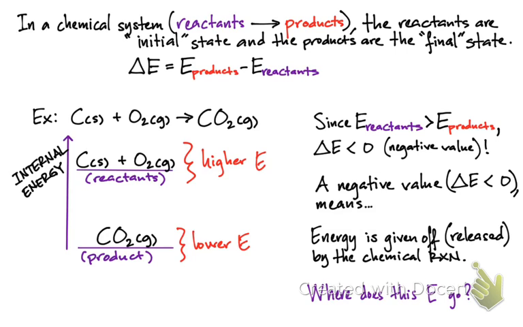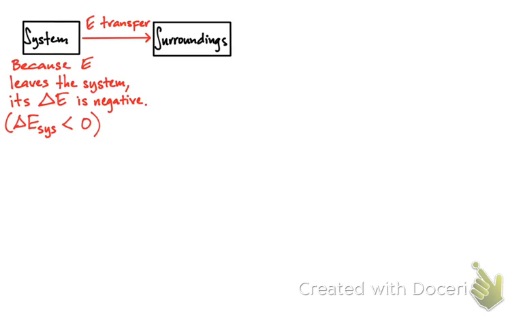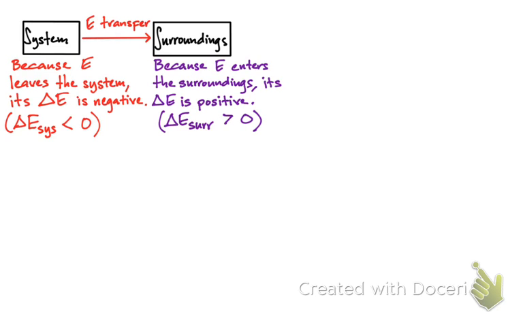But the question is, where does this energy go? The chemical reaction itself, as I've mentioned earlier, is the system, and the system can exchange energy with its surroundings. And so because the delta E, or the change in energy for the system, is less than zero or negative, energy is being released to the surroundings. And because the surroundings receive that same amount of energy, the delta E, or change in energy for the surroundings, is greater than zero or positive.